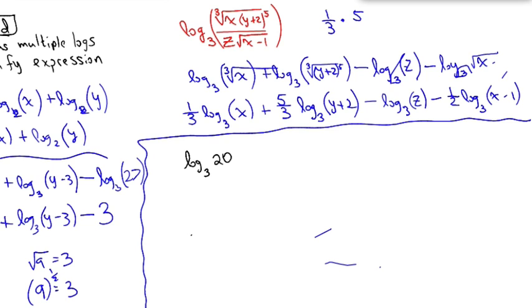Log base 3 of 20 is equal to, do you know? I don't. So what do you call it? You don't know the answer, so what do you call it? x. Yeah. There we go. Log base 3 of 20 is equal to x. Now I need to solve for x and figure out what x is equal to.